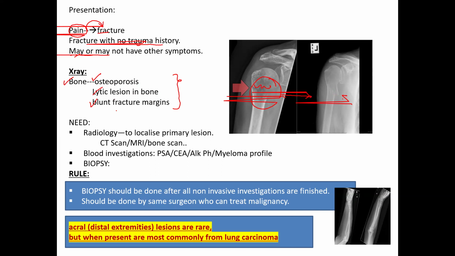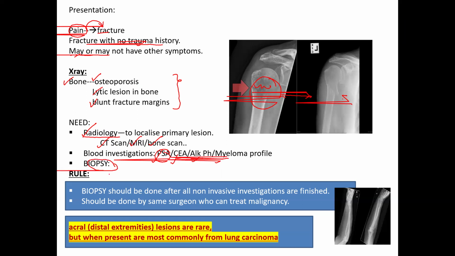Then what all other tests do you do? We do other tests, basically to localize the site of the primary. Either we do CT scan, MRI, or bone scan, depending on the suspicion of the primary or depending on how the other reports are. Then we do blood investigations like prostate specific antigen for CA prostate, carcinoembryonic antigen, alkaline phosphatase and multiple myeloma profile. And we do biopsy finally.